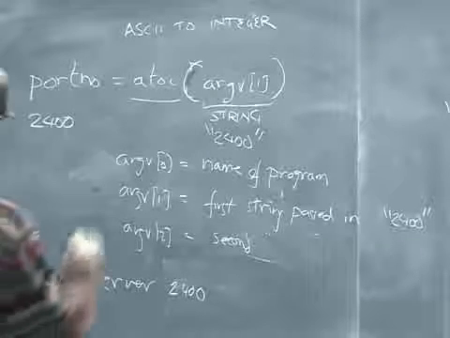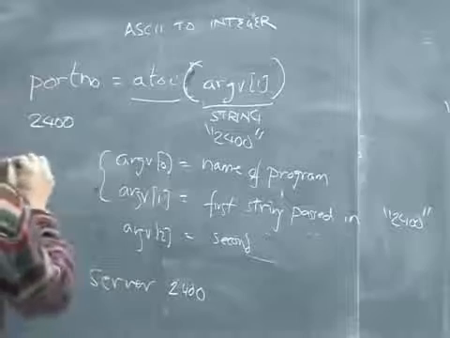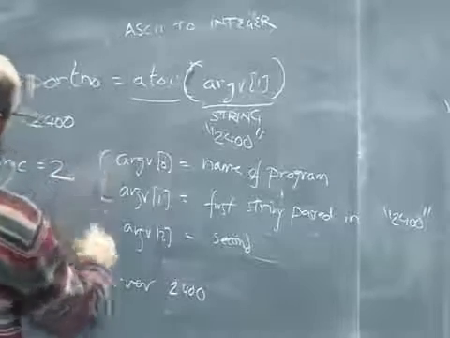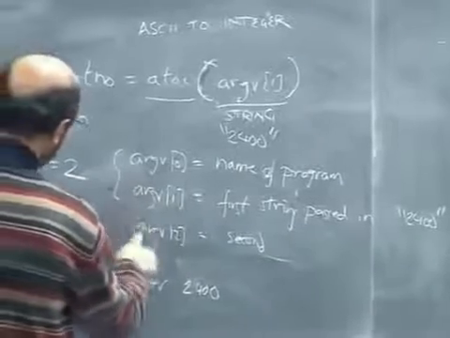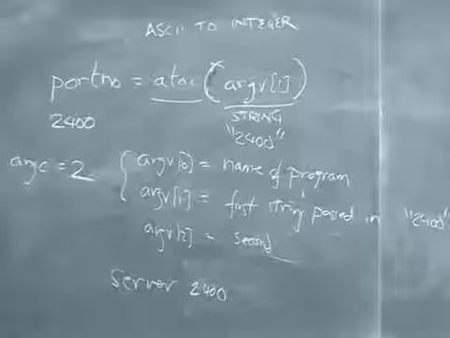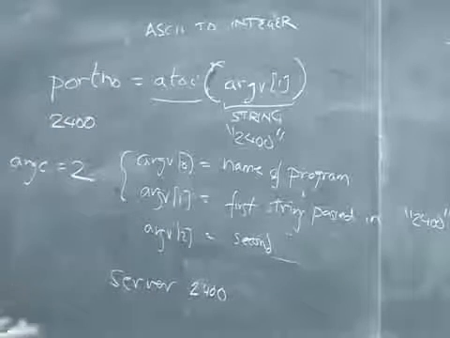Now the argument count, by the way, is argc. So argc is going to be 2 over here. If I have a second argument, then argc will be 3 and so on, because there are 3 arguments: the name itself, and then the first 2 arguments.